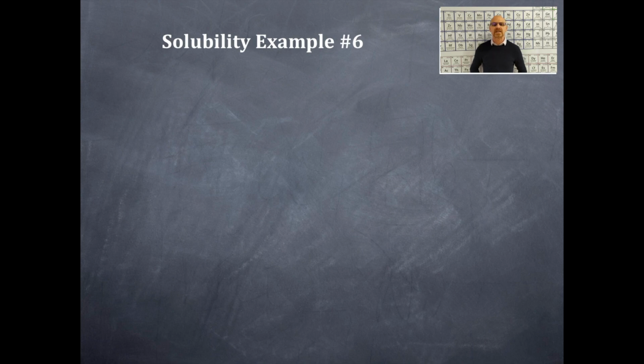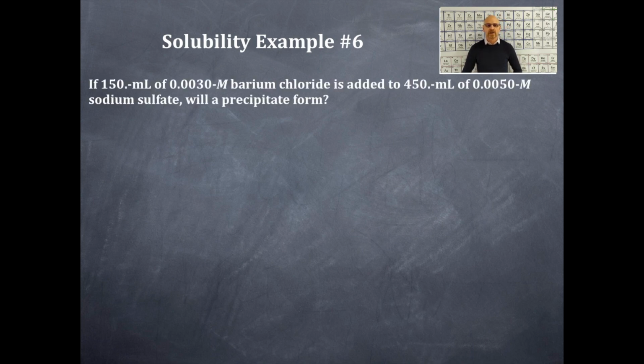Bam! Today's solubility example number 6. Here we go. If 150 milliliters of 0.0030 molar barium chloride is added to 450 milliliters of 0.0050 molar sodium sulfate, will a precipitate form?